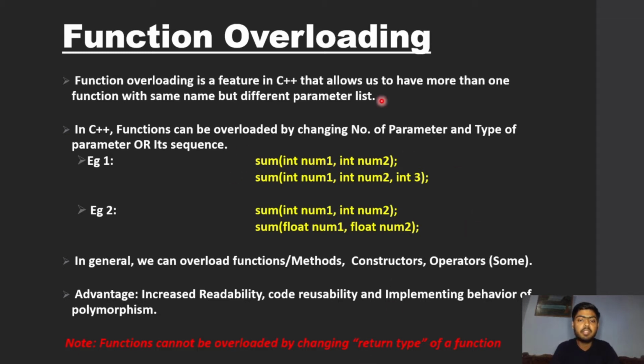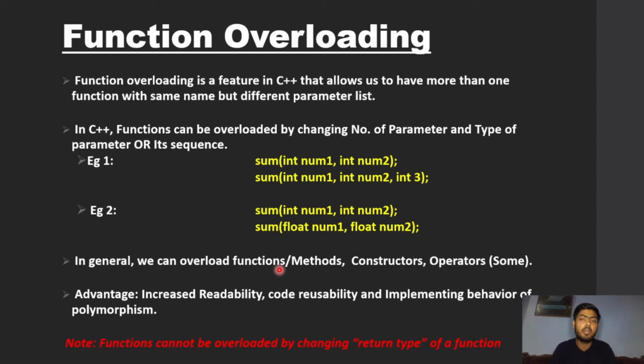In this example 1, you can see the function name is similar but their parameters are different. In example 1, their number of parameters are 2 and 3. And in the second example, you can see their data type is different. The number of parameters in both functions is the same, that is 2, but their data type is different. That is, in the first, int is the data type and in the second, float is the data type. In general, you can not only overload functions, but you can also overload constructors and operators.